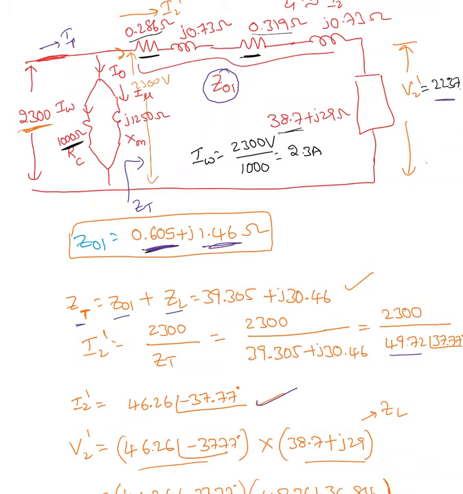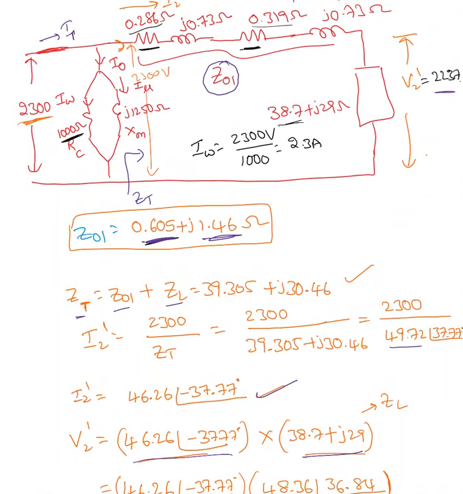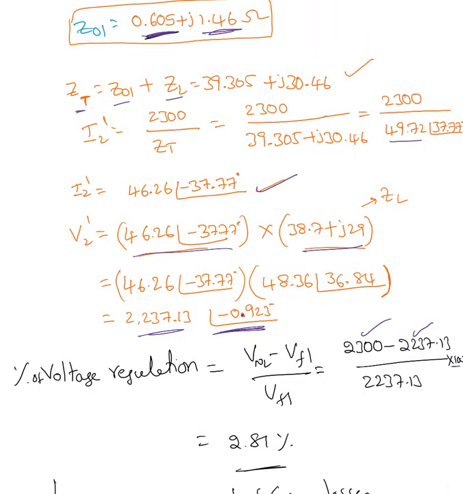Now, percentage of voltage regulation. The percentage voltage regulation is V no load minus V full load, over V full load. If I disconnect this load, there won't be any current passing through it, so the no load voltage must be 2300. So it's 2300 minus 2237.13, over 2237.13, times 100. Usually voltage regulation is always in percentage, so it's 2.81%. As long as it's very close to 0, that's a good transformer. If it is close to 100, that's a very, very bad transformer.